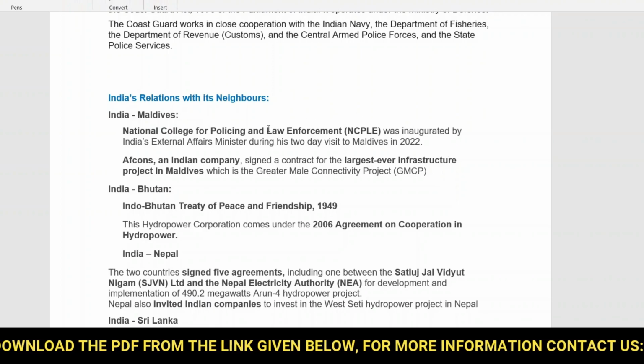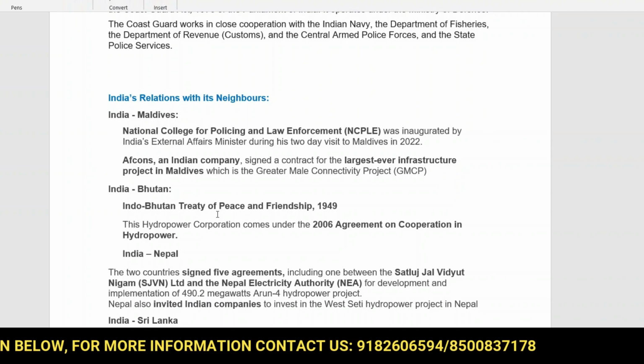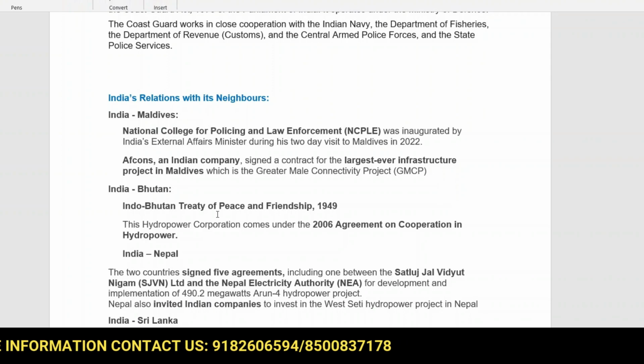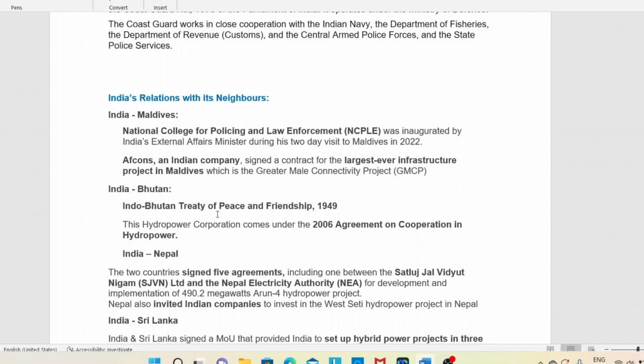Let's see another important country, that is India and Bhutan. India-Bhutan Treaty of Peace and Friendship. Important treaty. There is a treaty between India and Bhutan, that is the Treaty of Peace and Friendship in 1949. And the hydropower cooperation comes under the 2006 Agreement on Cooperation in Hydropower. This is about India and Bhutan.